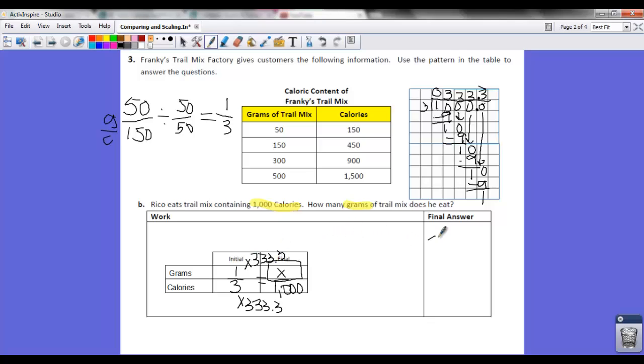So for our final answer, we would put whatever the product was that belongs in this box, which is 333 and 3/10. And we can't forget our units, grams. Or you can round it and say about 333 grams.